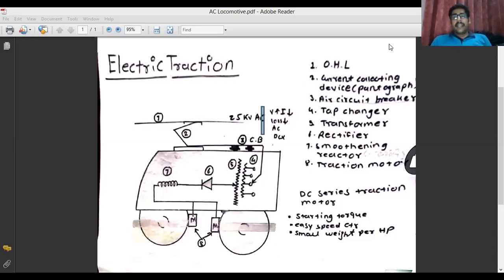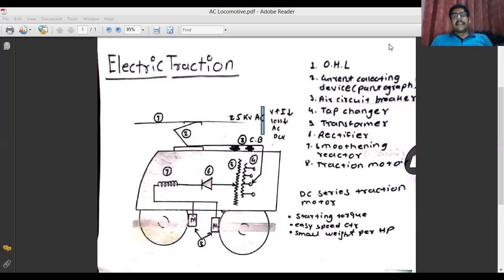The reason being, here we are using a DC series motor for traction purpose. So in that case, your motors will require a DC supply, but we are getting AC supply from an overhead transmission line. And moreover, this overhead transmission line is working at a very high voltage, generally 16 kV to 25 kV. So first of all, we have to step down this voltage, and after that we have to convert it into DC. So for that, we are using this rectifier circuit. That is point number 6.